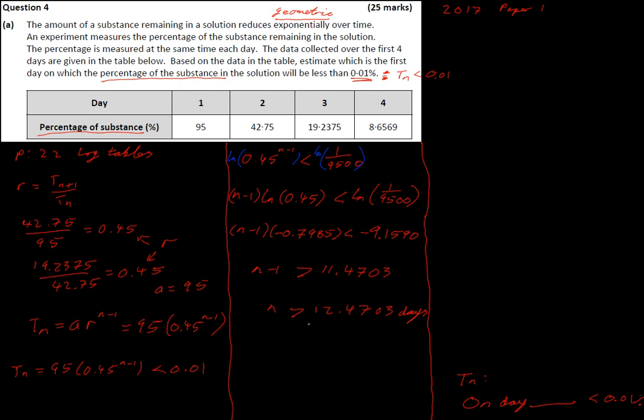So on what day does the percentage of the substance drop below 0.01%? On the 12th day. So that's what we need for part A of this question.